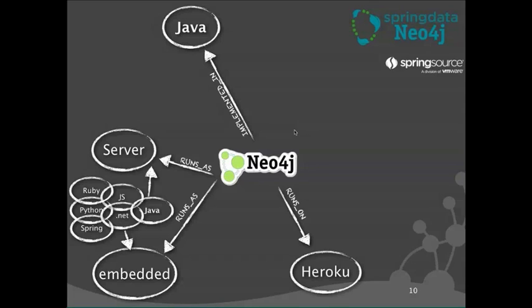Neo4j also runs on cloud provider instances like on Heroku or Amazon, and also on Cloud Foundry, but not the public Cloud Foundry instance.